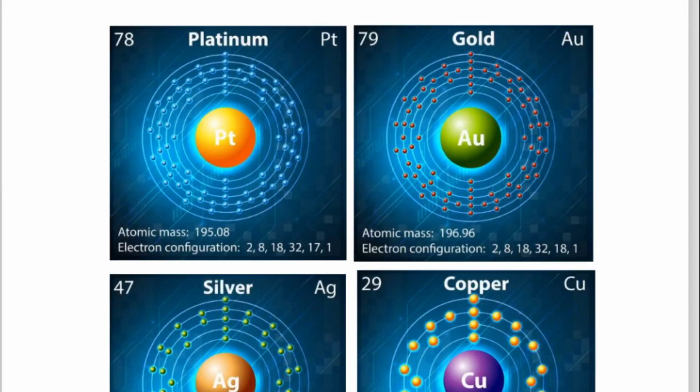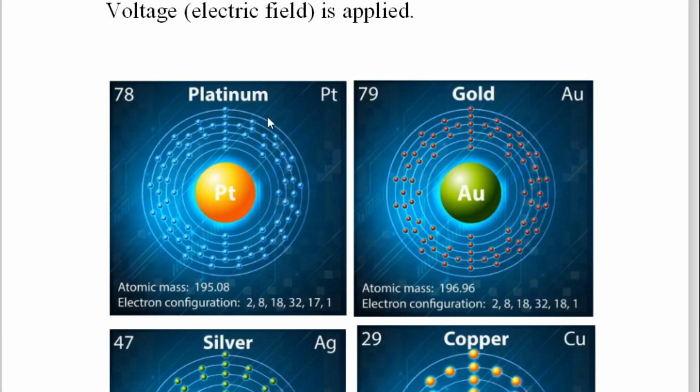So here all of you know about the metals. Platinum is also called white gold. The atomic number of platinum is 78. And here you come to the electron configuration. You will find that in the last orbit, look carefully, there is only one electron, and here it is given as 1.